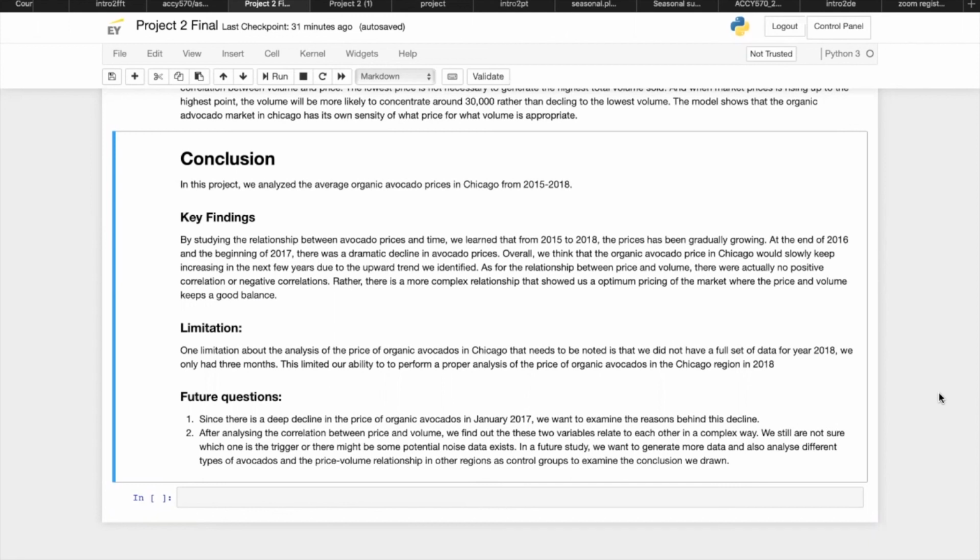Two future questions that we would like to ask on this data set would be, number one, since there's a deep decline in the price of avocados in January 2017, we want to examine the reasons behind this decline. And number two, after analyzing the correlation between price and volume, we found out that the two variables interlock with each other in a complex way. We still are not sure which one is the trigger variable, or there could be a lot of noise that exists between these two variables. So in the future study, we want to generate more data and also analyze different types of avocados and the price volume relationship in other regions as control groups, just so we can examine the conclusion that we've drawn.